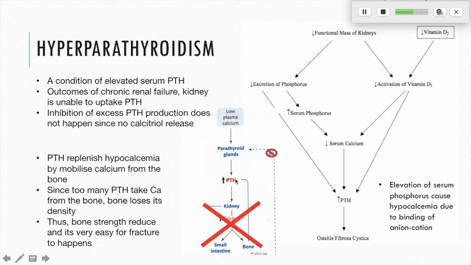So the PTH will then be retained in the bloodstream. And the function of PTH is to replenish hypocalcemia by mobilizing calcium from the bone. Since now there is a lot of PTH in the bloodstream, it will take calcium from the bone. So the bone will lose a lot of density, and when the bone loses its density, it will reduce the bone strength, and this is the explanation why the fracture is happening even after the trivial fall.